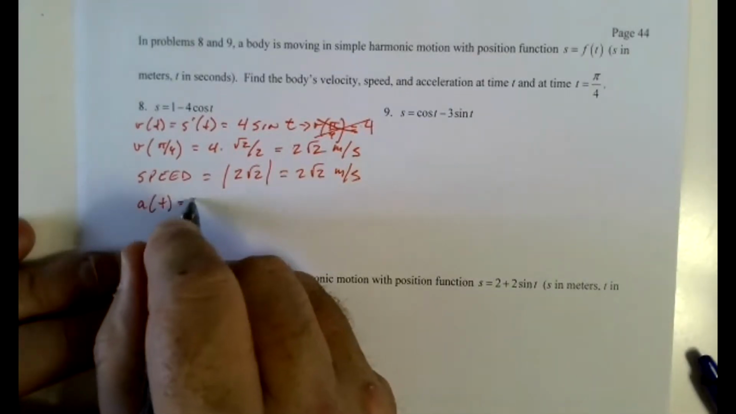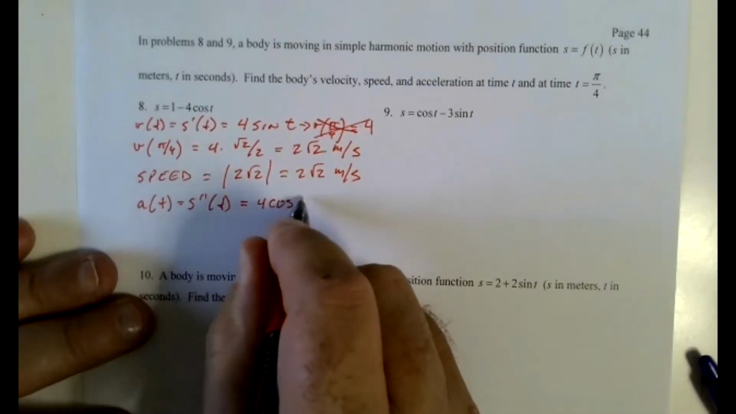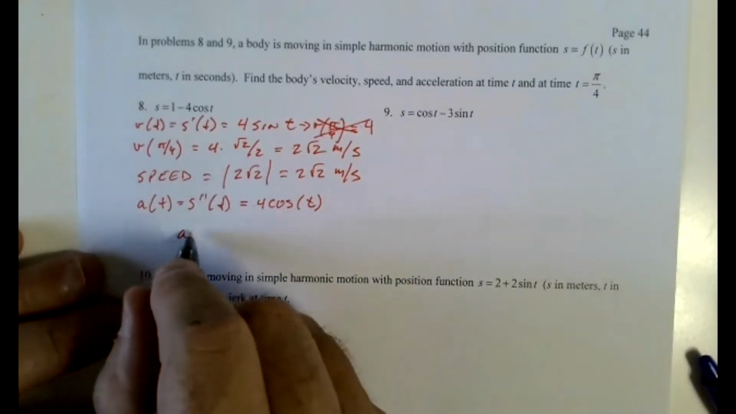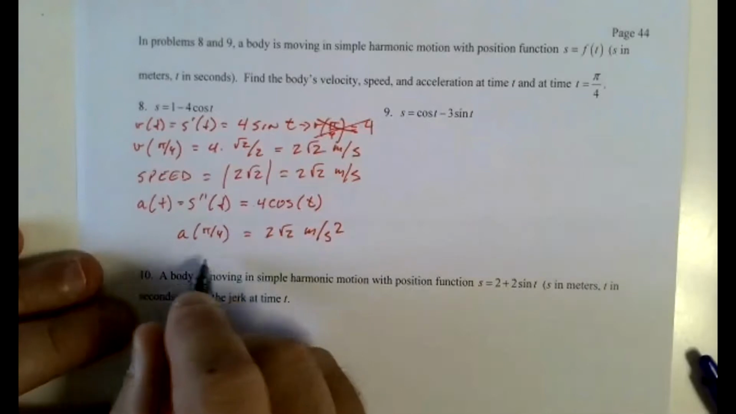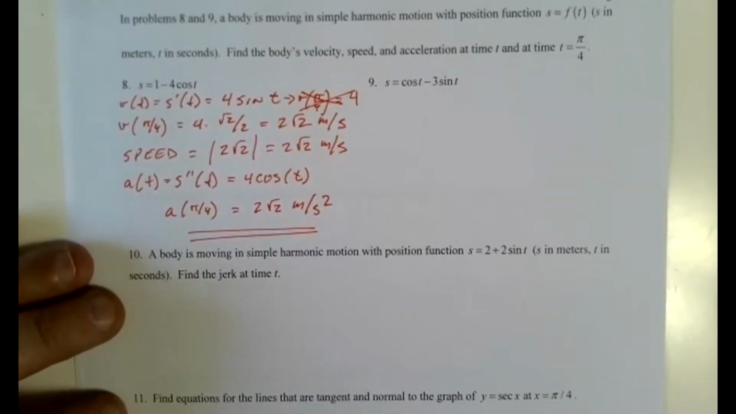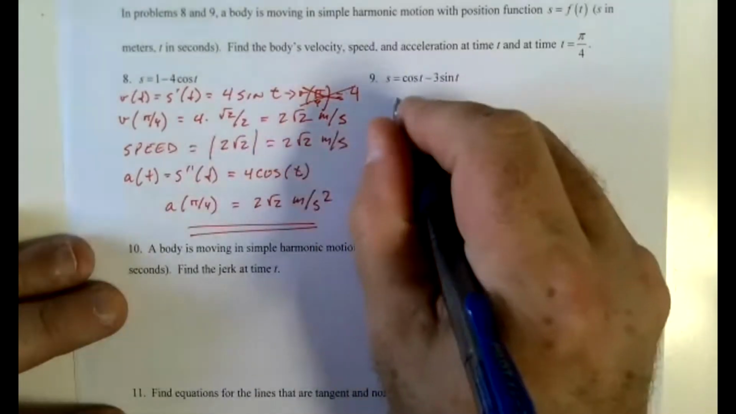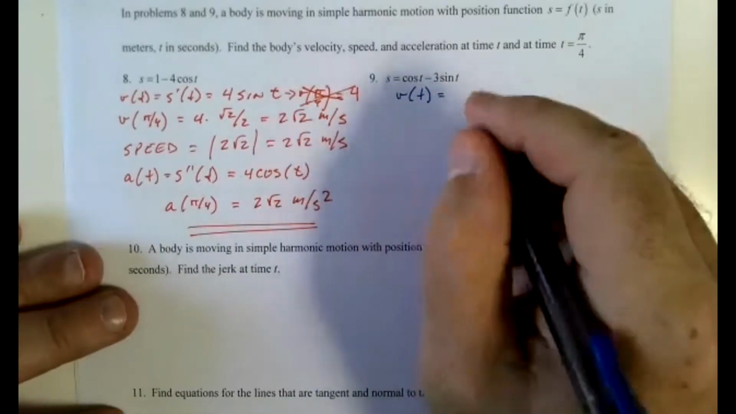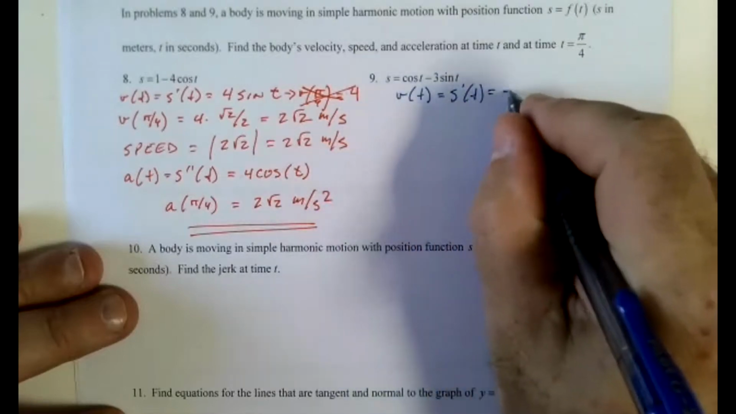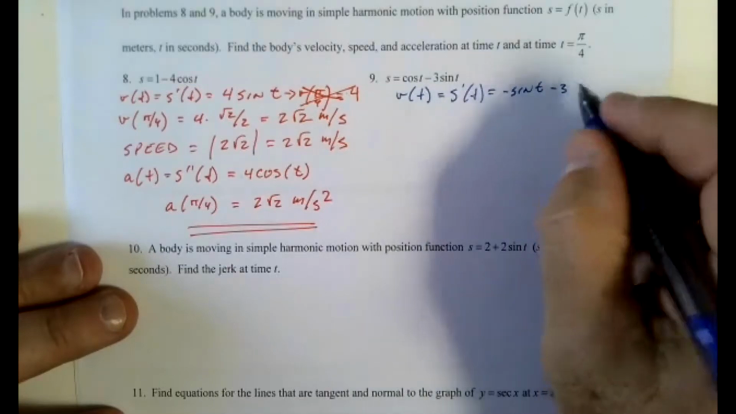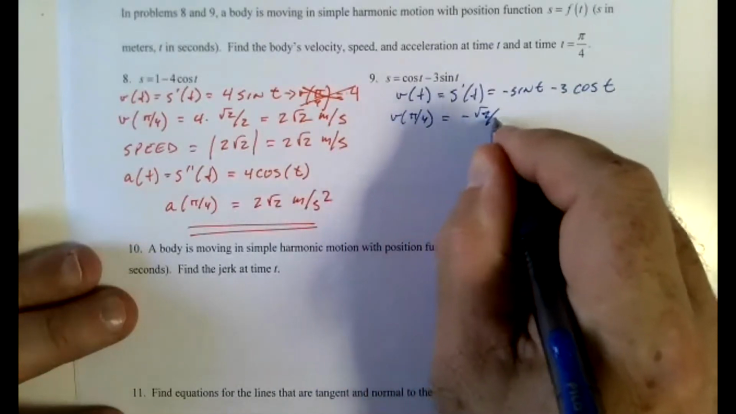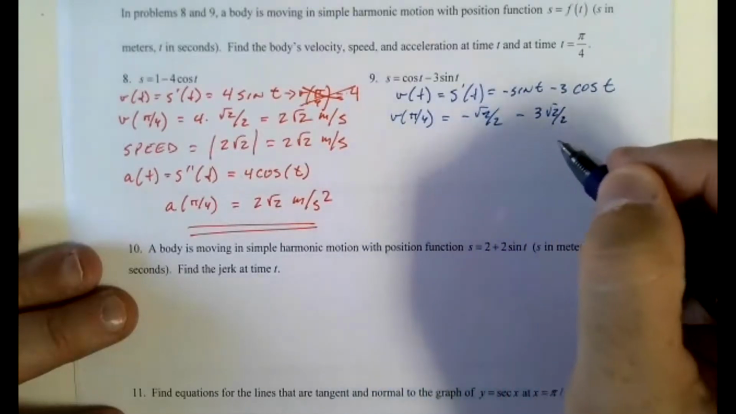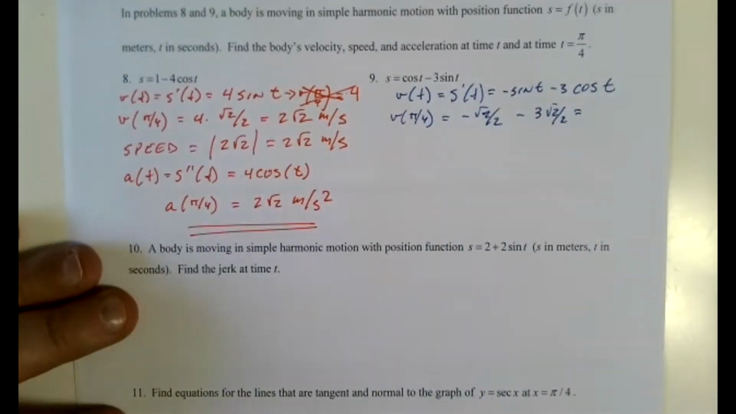A of t equals s double prime of t equals 4 cosine of t. A of pi over 4 equals the exact same thing, except different units. V of t equals s prime of t equals negative sine of t minus 3 cosine of t. V of pi over 4 equals negative root 2 over 2 minus 3 root 2 over 2 equals negative 4 root 2 over 2, which is negative 2 root 2.